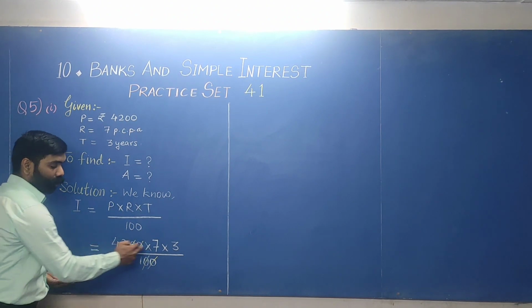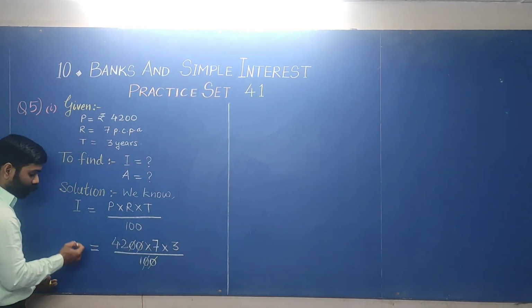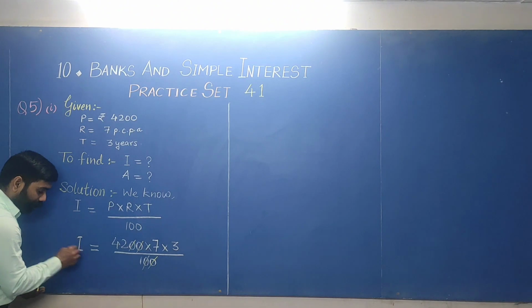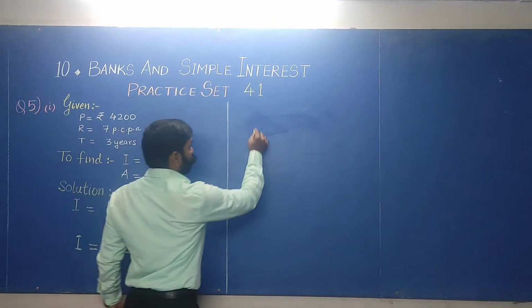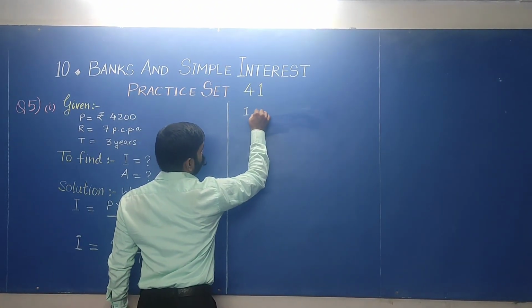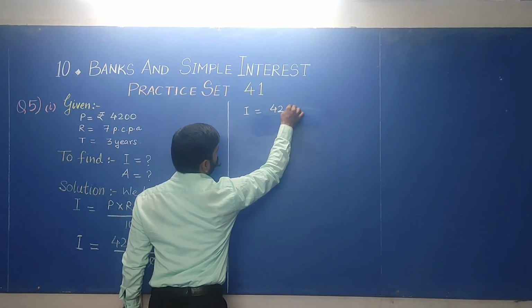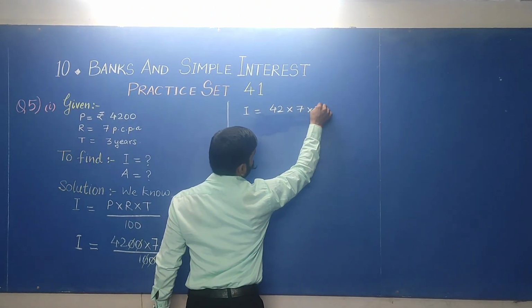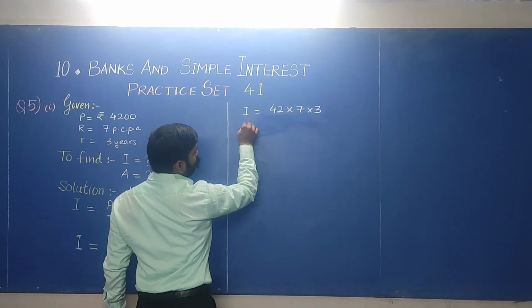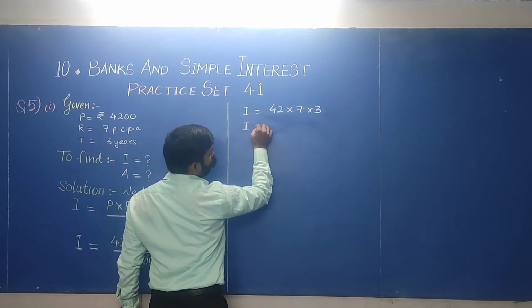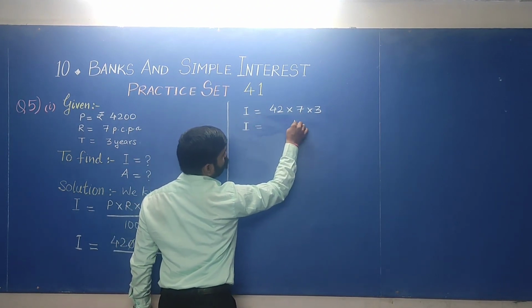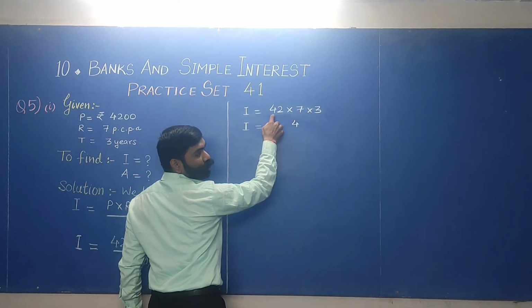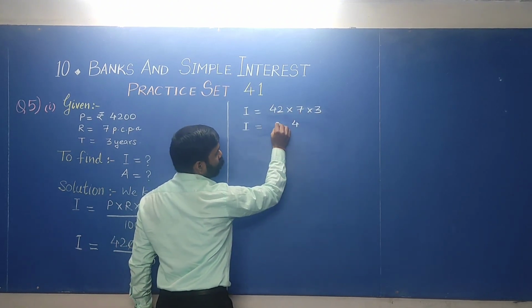Okay, what we will get? We need to just multiply these numbers so that we can find interest. I is equals to 42 multiplied by 7 multiplied by 3. Here I am directly multiplying with 7. What we will get? 7 2s are 14, carry 1. 7 4s are 28. 28 plus 1, 29.